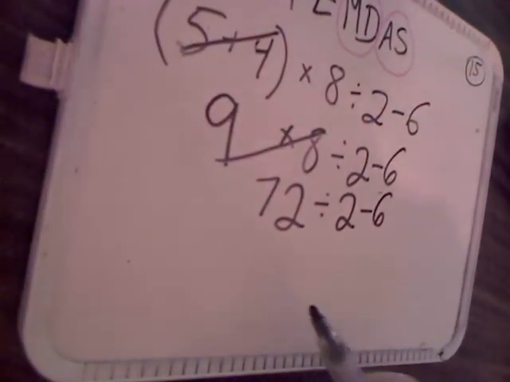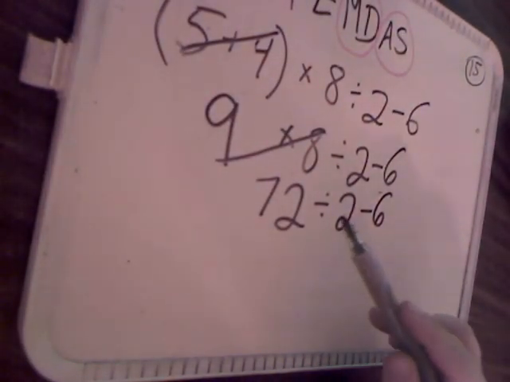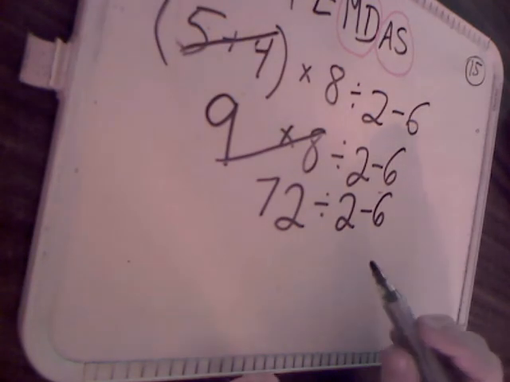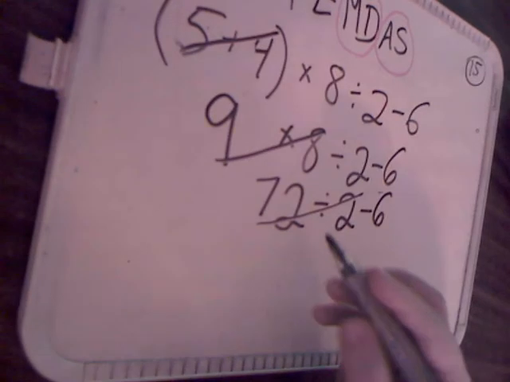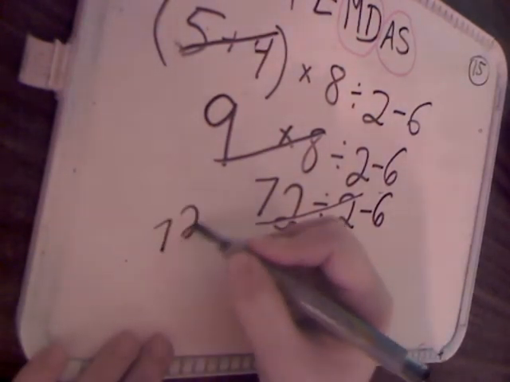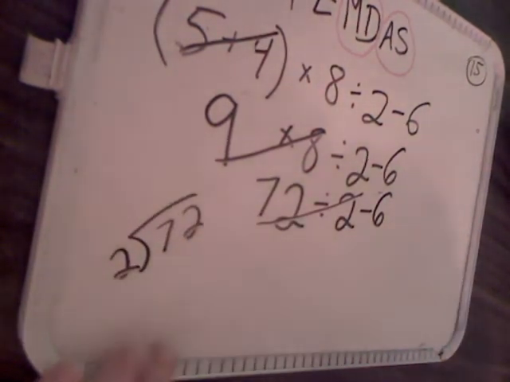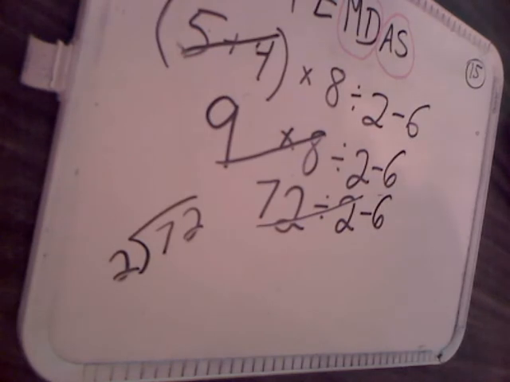In our next step, we're still looking for multiplication or division, and we see a division problem come up. So we're going to do 72 divided by 2. And you know what? Let's double check this answer to make sure, because if we do all the work in our head, it's quite possible that we're going to make some kind of a silly mistake.